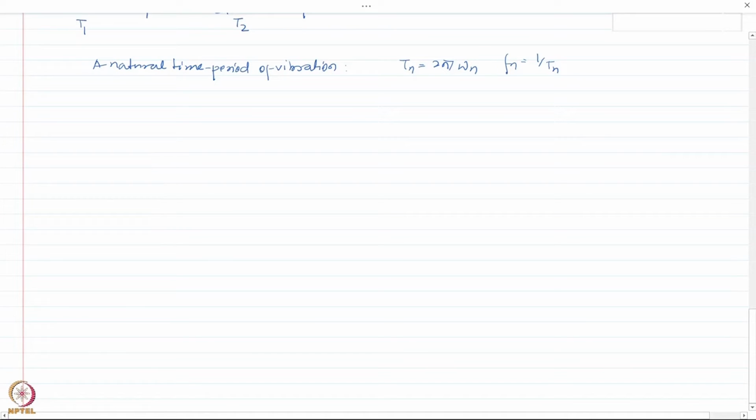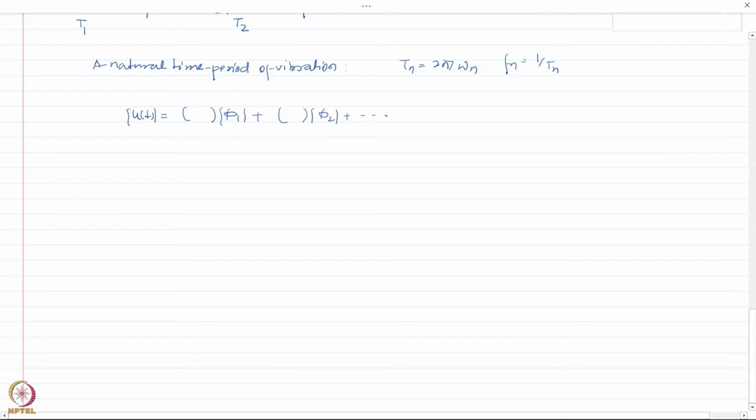Okay. So as we have discussed, the total response of a multi-degree of freedom system can be represented as some linear combination of each mode shape. So let us say I have an n degree of freedom system, so it would be some linear combination of the first mode shape, then the second mode shape, like that.